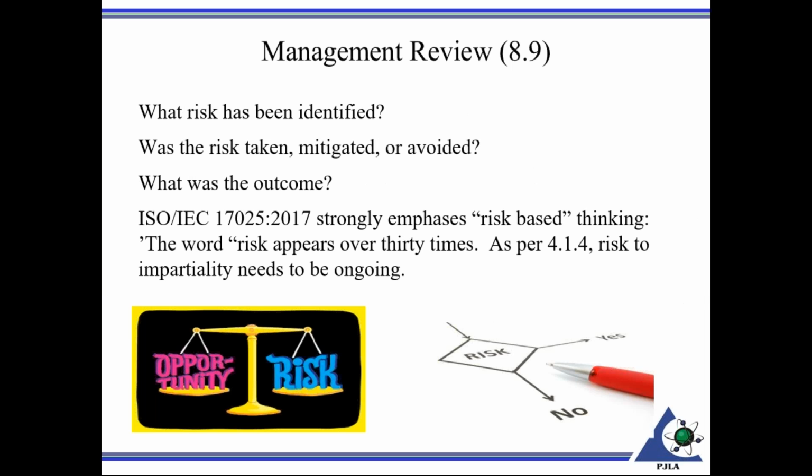What risk has been identified? Was the risk taken? Was it mitigated or avoided? What was the outcome? So 17025 in 2017 strongly emphasizes risk-based thinking. The word risk appears over 30 times. The very first time it appears is under impartiality, 4.1.4, and it basically says it needs to be ongoing, risk to impartiality.